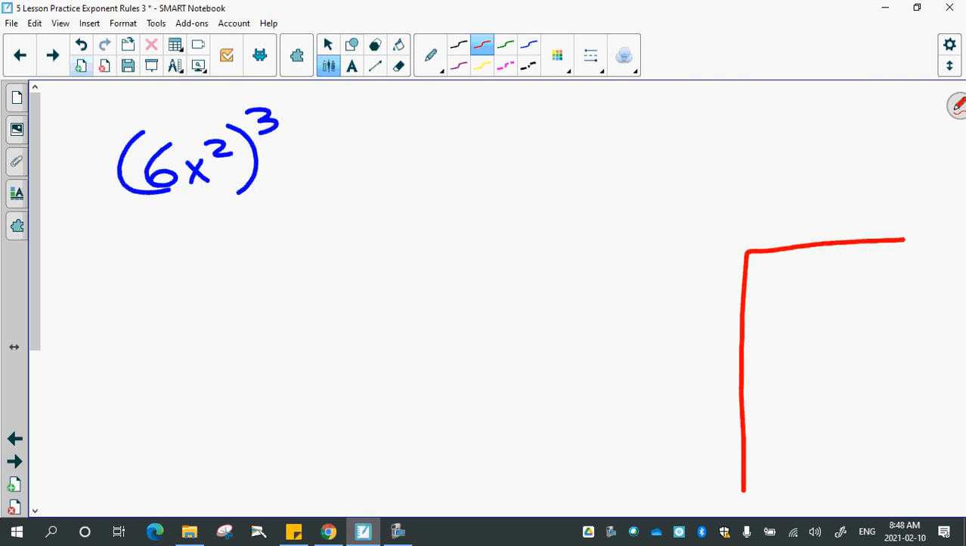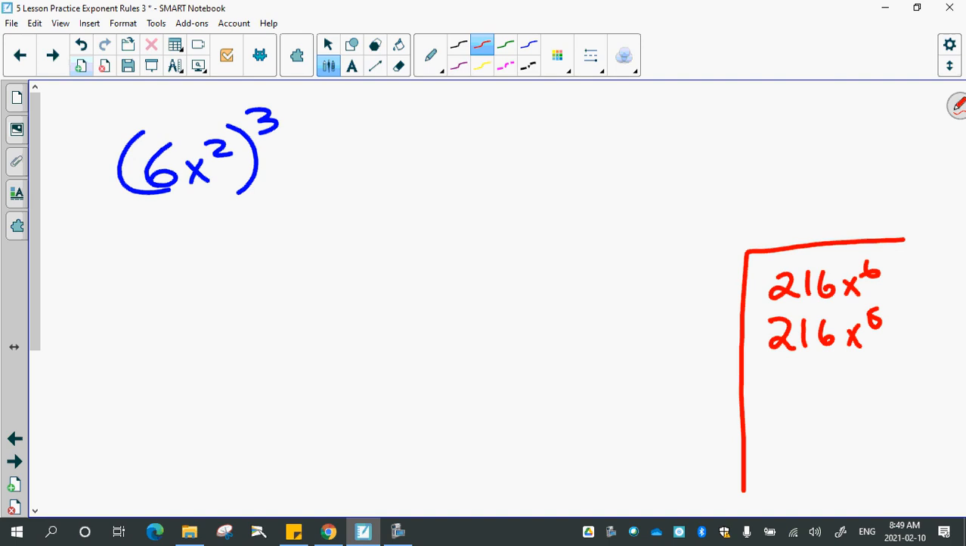Okay, I see 216x to the 6. 216x to the 8. Another 216x to the 6. And I'm not sure. Another 216x to the 6. Okay, looks like 216x to the 6 is the consensus.